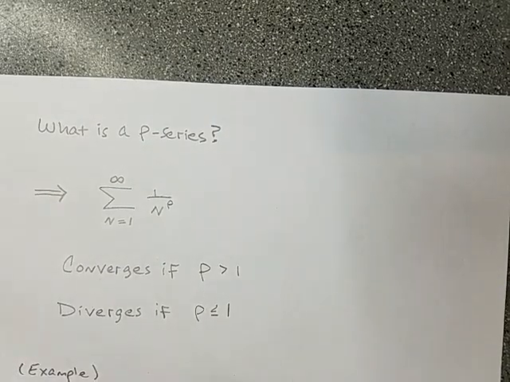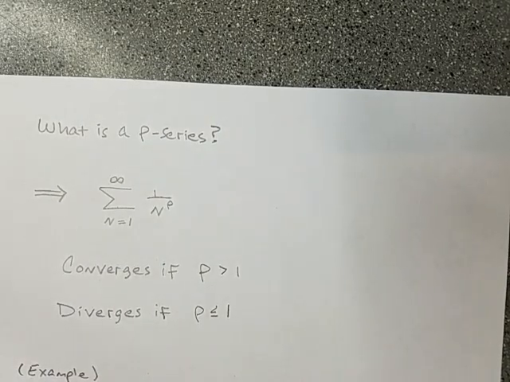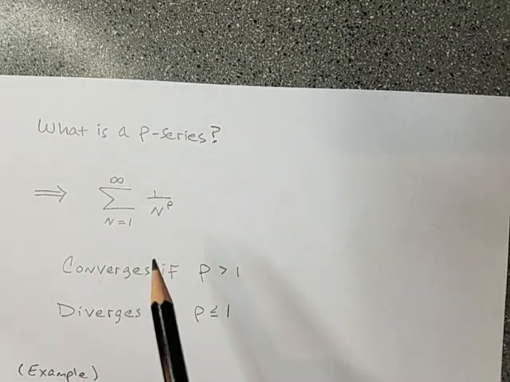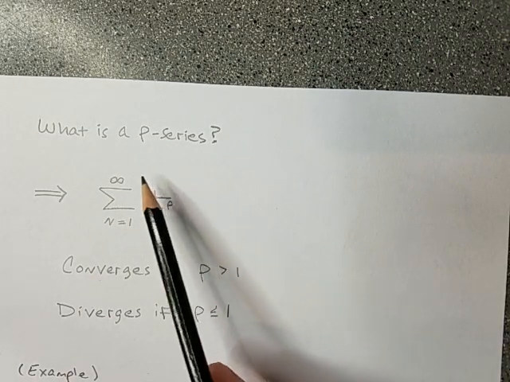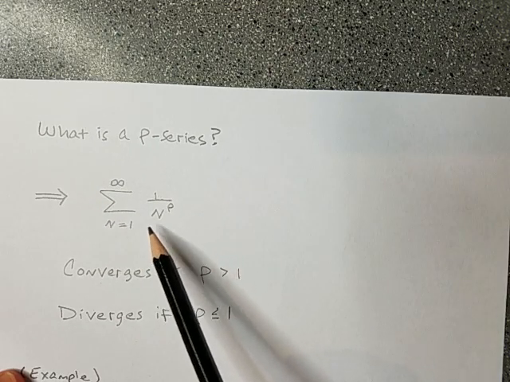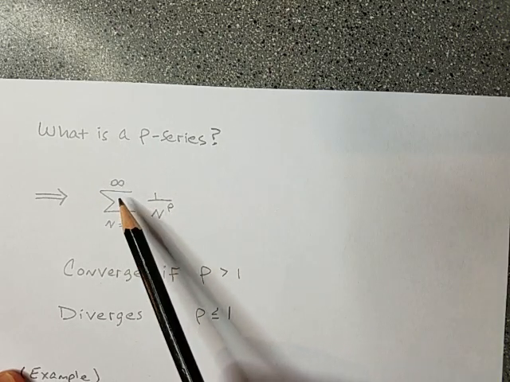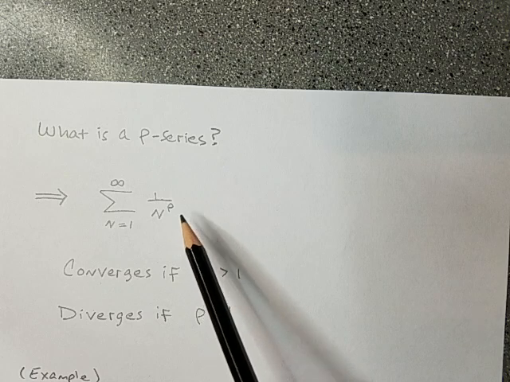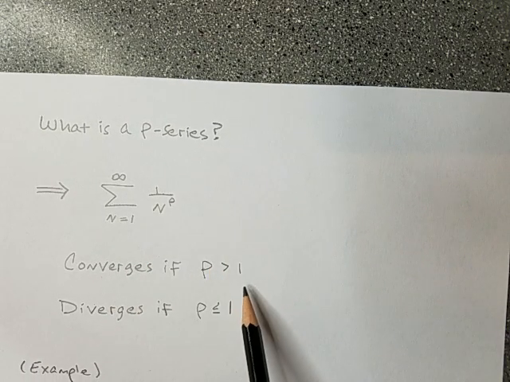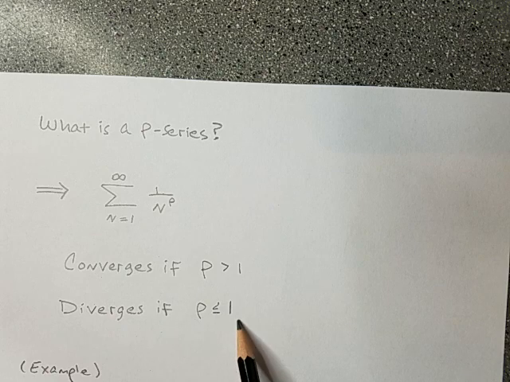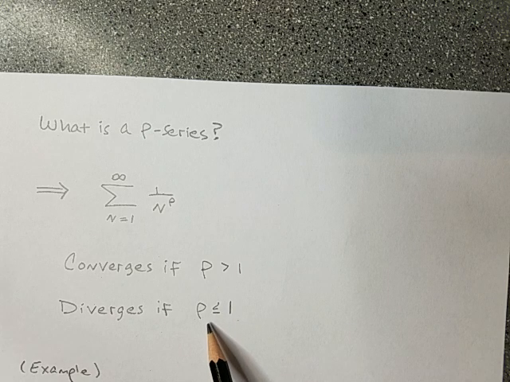Okay, it's time to talk about what a p-series is. Very simple, okay? They're really not complicated because they all look like this. It's a series from 1 to infinity of 1 over n to some power, and it converges if that power is bigger than 1 and diverges if it's 1 or less. All right, and that's it.